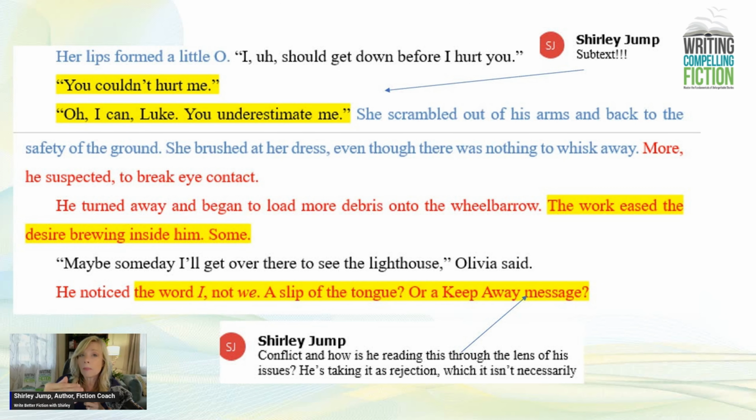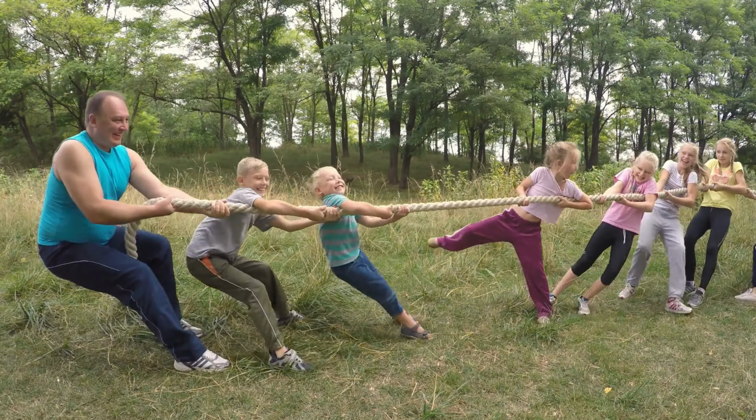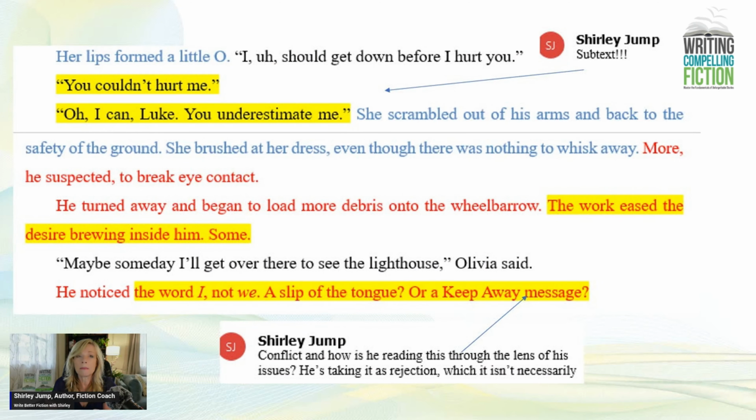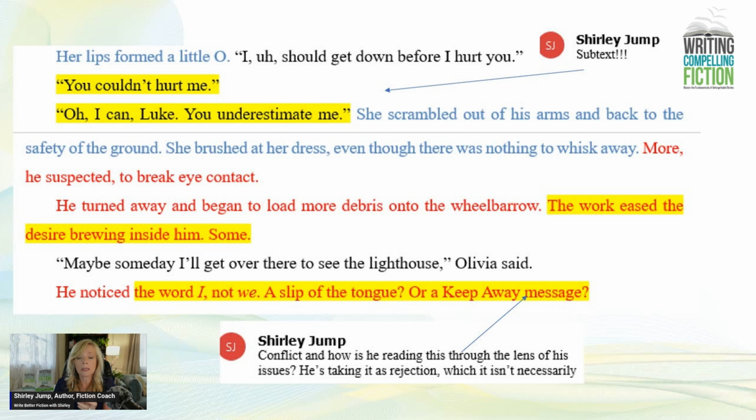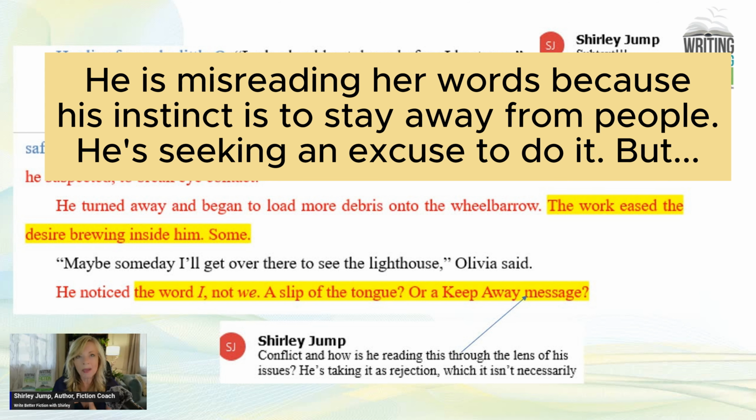So that, again, that push-pull, they get close. He realizes she doesn't say we, and he thinks maybe she doesn't want me. So you're constantly creating that conflict. Again, conflict is 4 times on this teeny tiny section of the page. He's reading that through the lens of his own issues. And it isn't necessarily what's going on, because sometimes we'll say, maybe I'll get over there someday to see the lighthouse. And sometimes a woman will say that, hoping the guy will say, hey, I'll take you. And so it doesn't necessarily mean she doesn't want him. It is him misreading what she is saying through the lens of his deep emotional wounds.